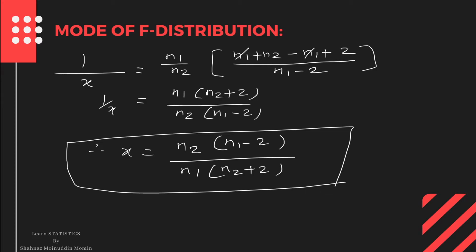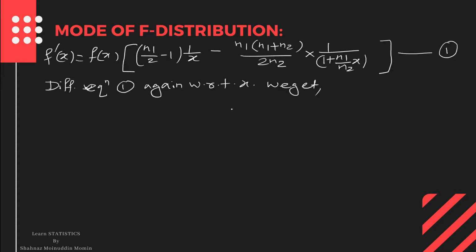Now I will differentiate equation number 1 again with respect to x in order to check the second condition. Take the differentiation, we get f double dash x is equal to f of x into the differentiation of the bracket. Equation 1 is in the form of u into v function, so we will use the formula of differentiation of the product of two functions u into v. So we will differentiate inside the bracket.